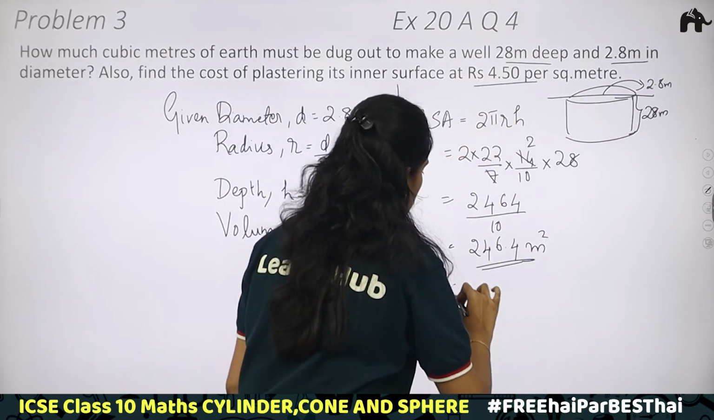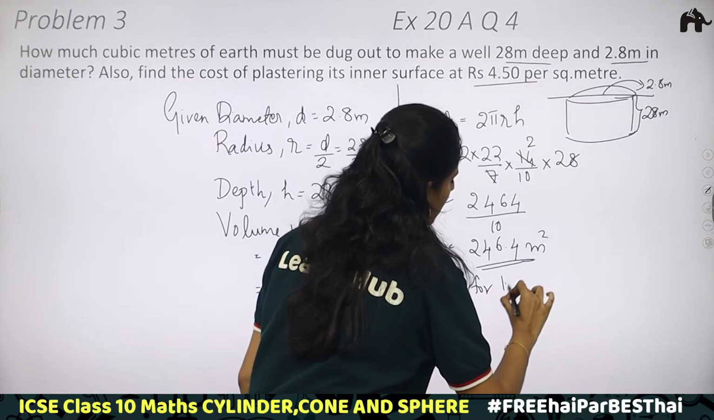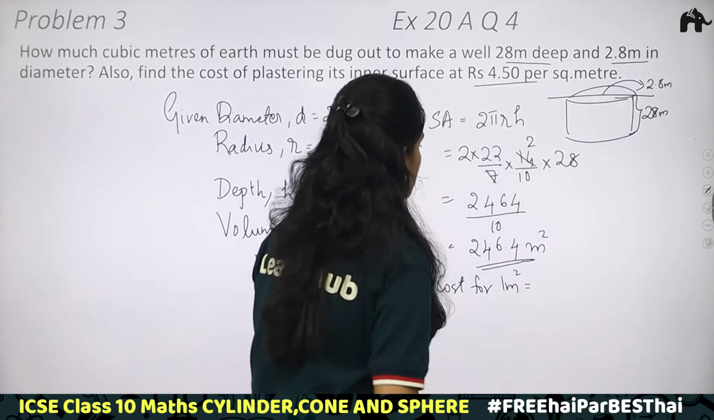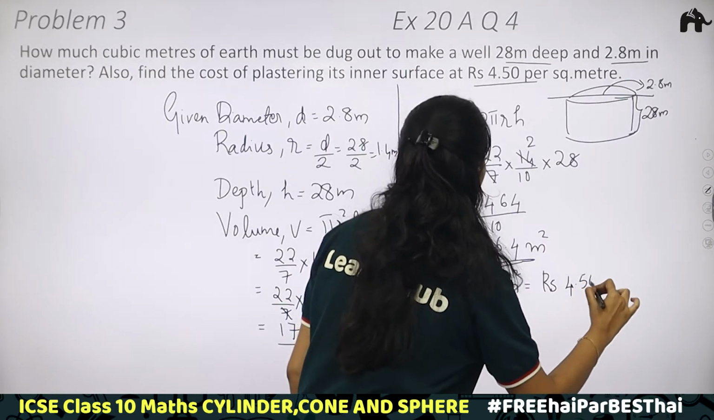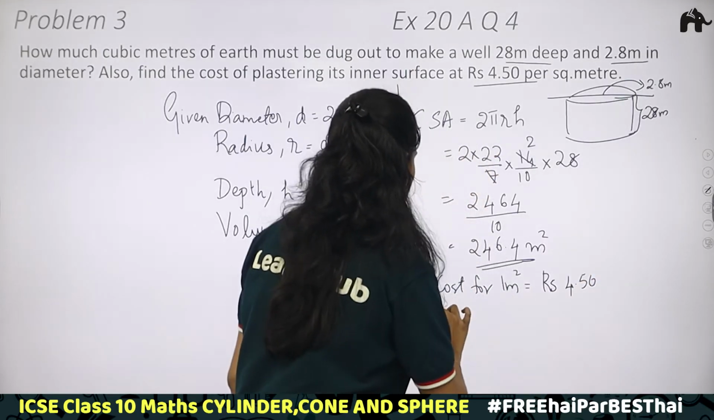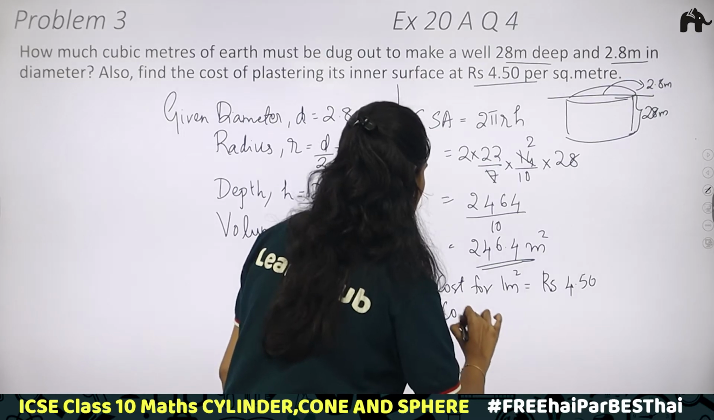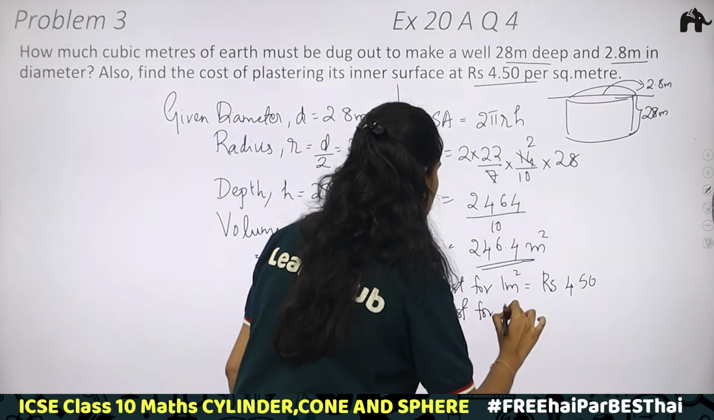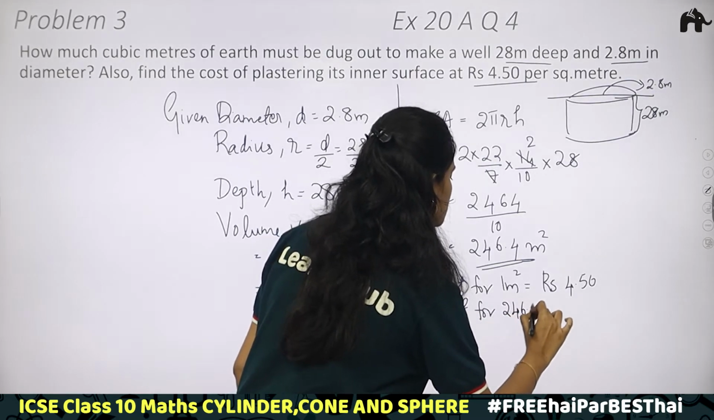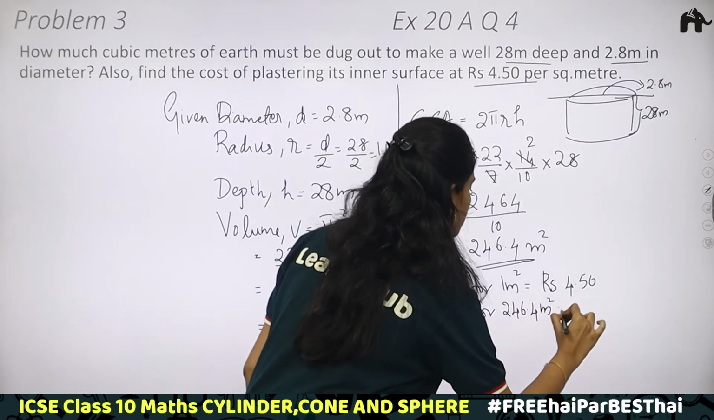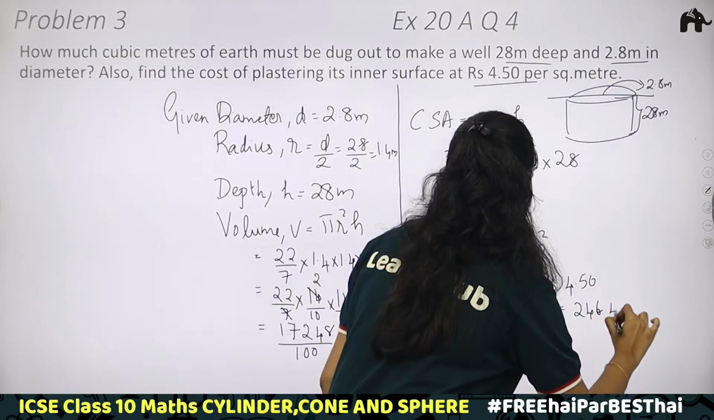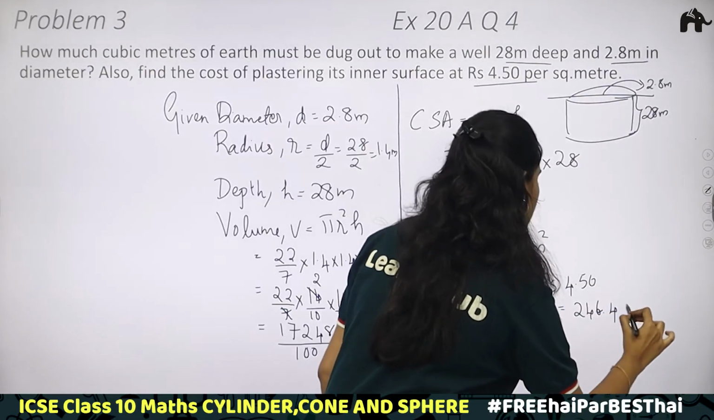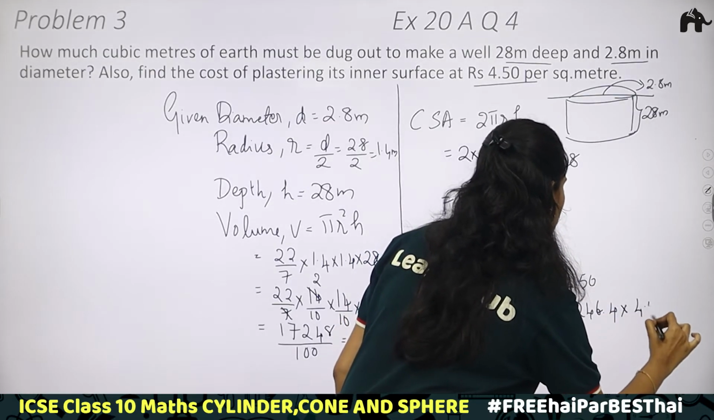So, cost for 1 meter square is given, that is equal to rupees 4.50. Therefore, cost for 246.4 meter square will be equal to 246.4 into 4.50.